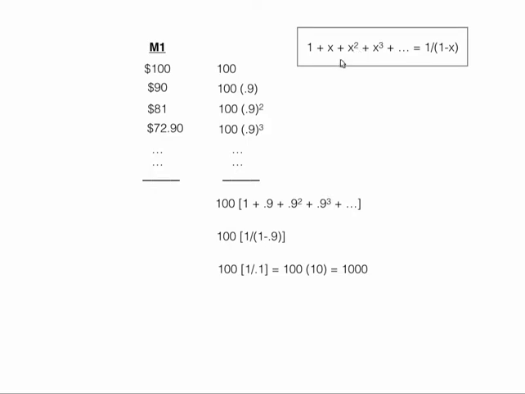Up here, this is in general if we have a series of this form and x is between 0 and 1, which it is going to be in this case. In this case, x is 0.9. That will sum to 1 over 1 minus x. So if you haven't seen this before, you're just going to have to take that as given. And so we have this series, which gives us 1 over 0.1, which is 10. And so that's what gets multiplied by this initial amount to get us $1,000.